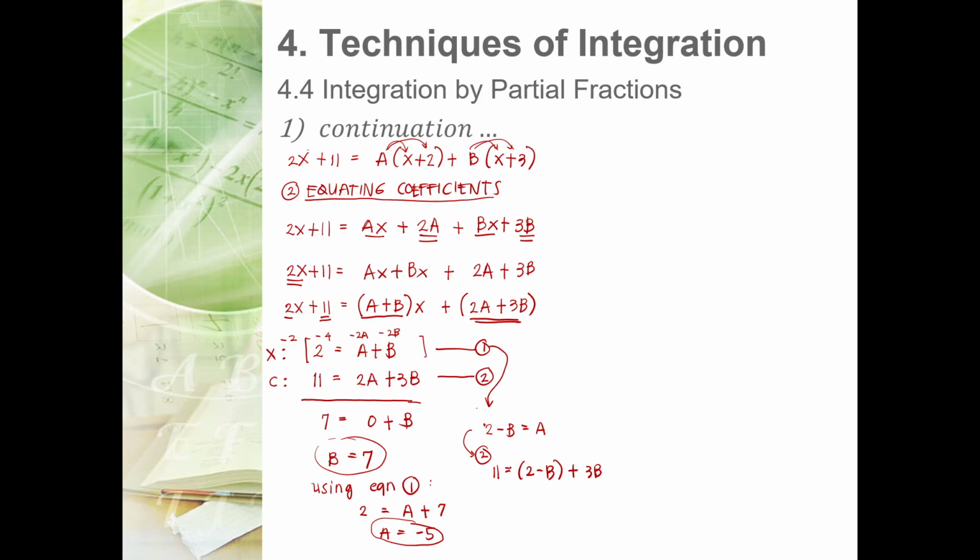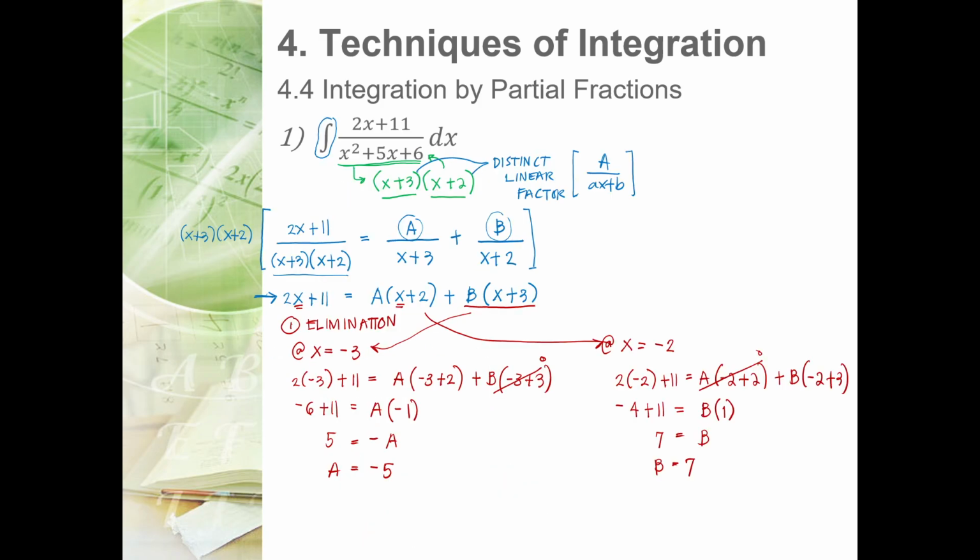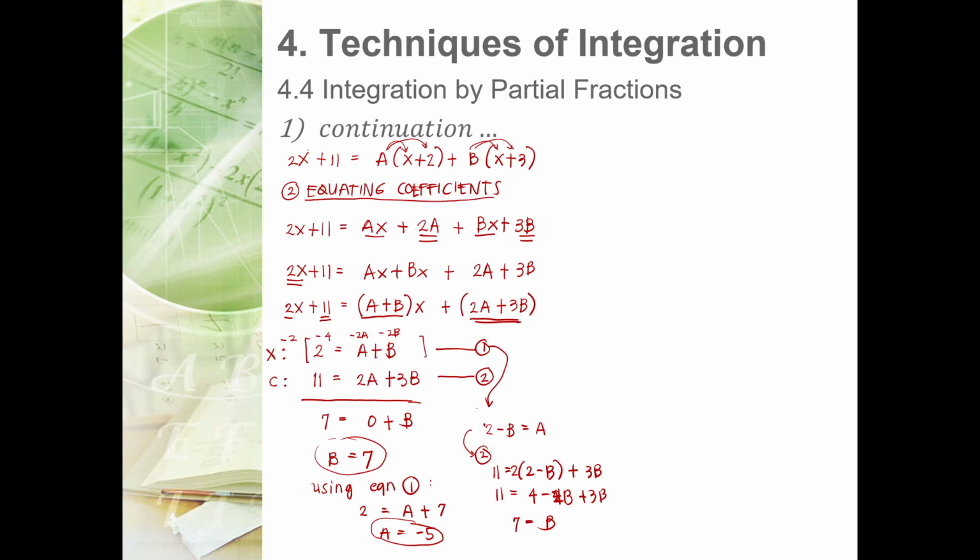Sakto ba? Okay, so this becomes, I think it's wrong siguro. So 2 minus b is equal to a. So this one is 2 there, 2. So this becomes 4 minus 2b plus 3b. So it's also 7 is equal to b. Then repeat the same process. So that's the two ways in determining your values of a and b. One is elimination, and then the second one is equating coefficients.